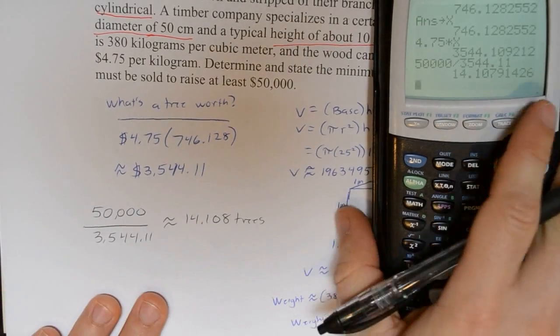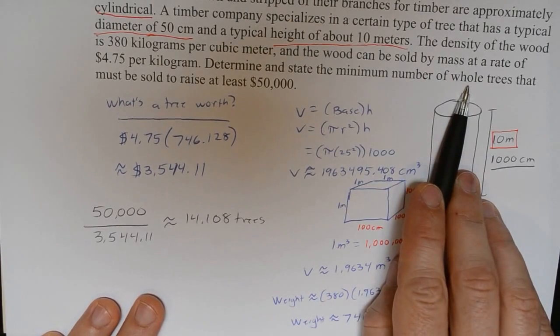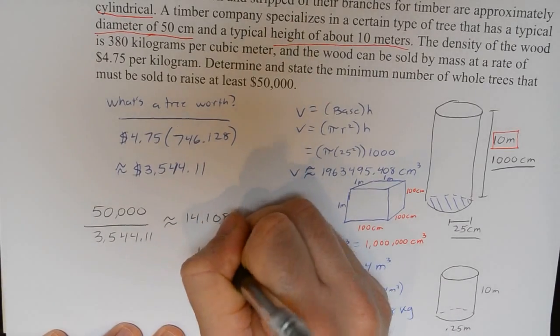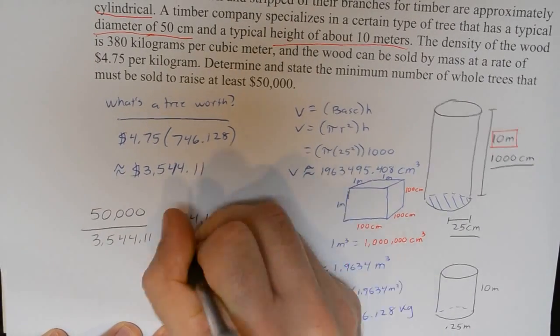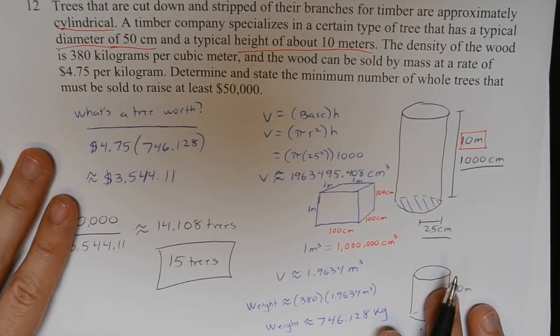Okay, so what is the answer to this question? What is the minimum number of whole trees that must be sold to raise at least $50,000? The answer is 15 trees. Right? Can't get 1.108 tree. I mean, I guess you can, but they said we couldn't, right? So whole number of trees.